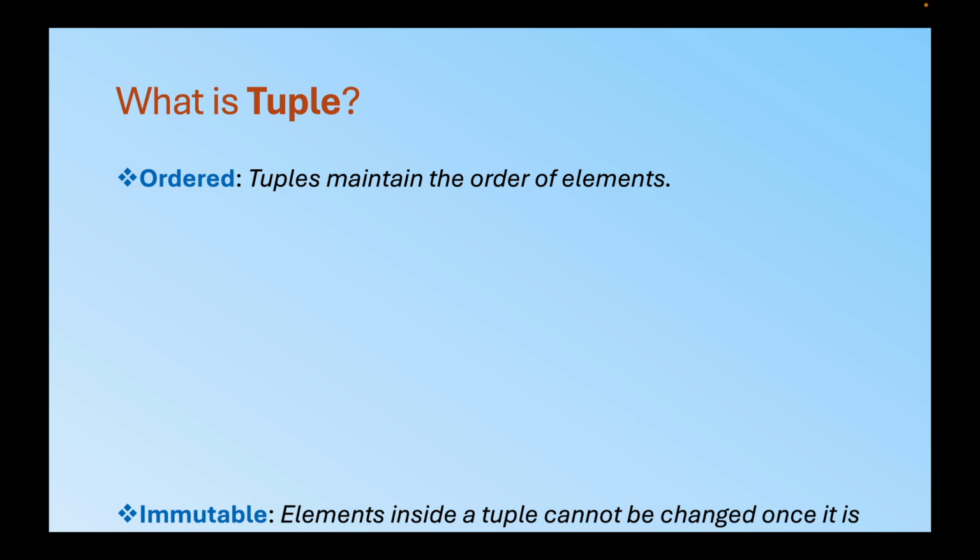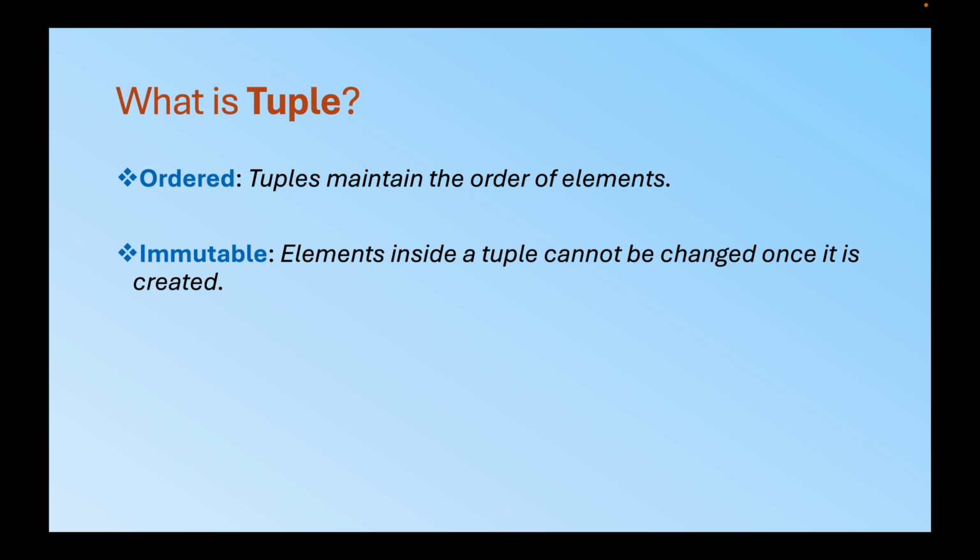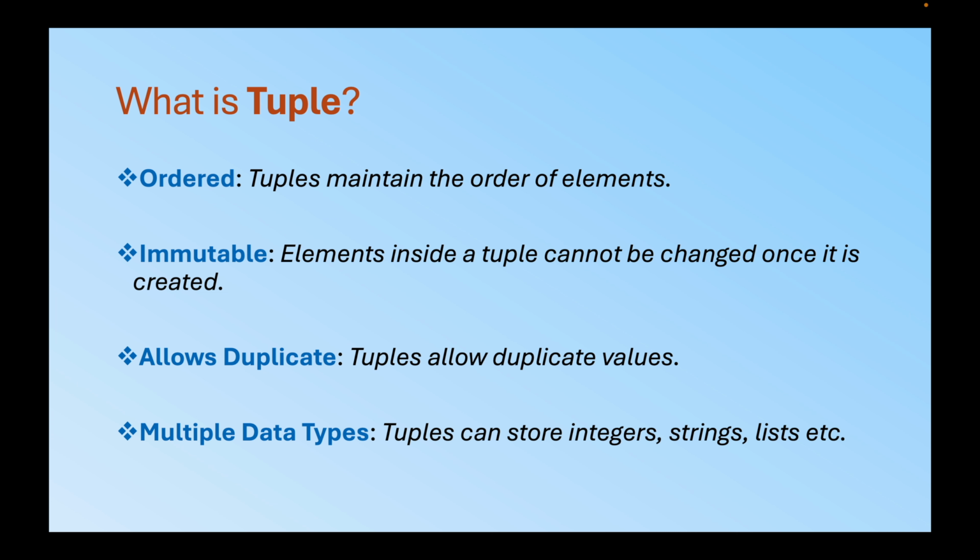So what is a tuple? The first characteristic of a tuple is that it is a collection of ordered elements, just like a list. But the main difference is that tuples are immutable. That means we cannot add, modify or remove elements after creating them. Another thing is that tuples allow duplicate values, unlike sets in Python. Similarly, tuples can store multiple data types such as integers, strings, lists, and even other tuples. Now let's see different methods to create tuples.